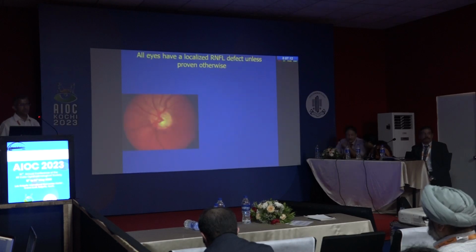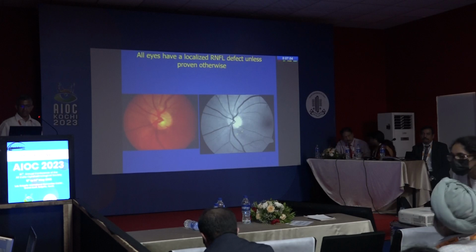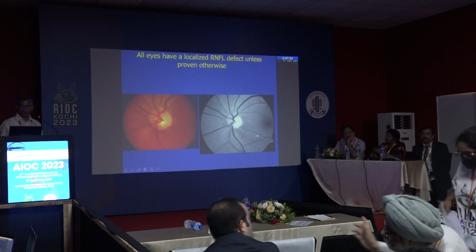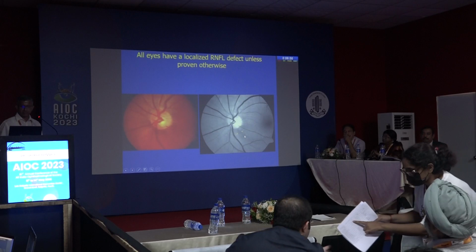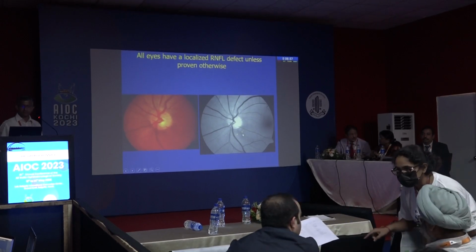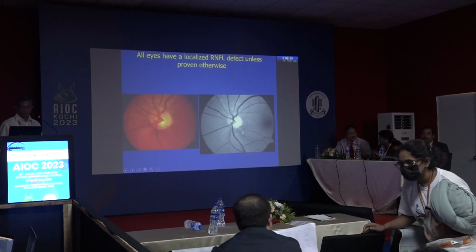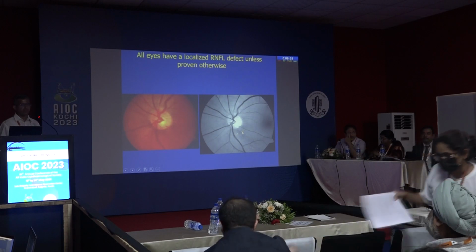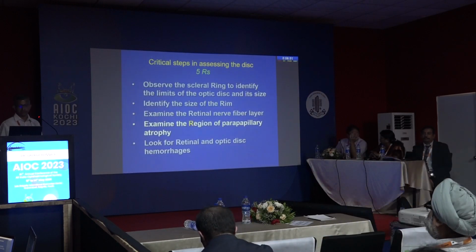And this is one of Yost-Jonas' rules, who says that every disc has an RNFL defect unless you prove it otherwise. Basically, it's telling you unless you have ruled it out, you cannot say there's no RNFL defect. So this is somebody with a more subtle defect. You can see that there is some difference in contrast between here and here, but this is again something that you will not see unless you look with a red free picture.